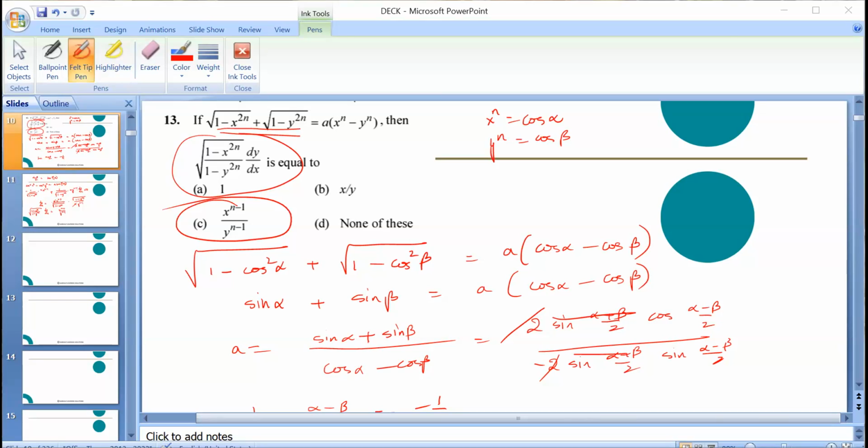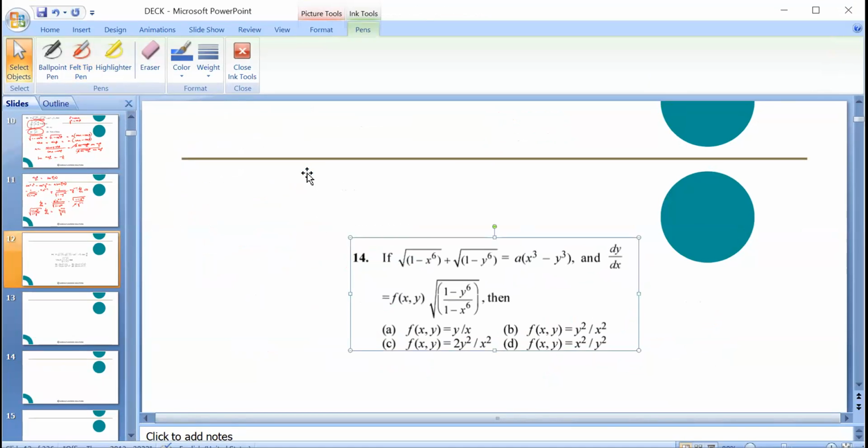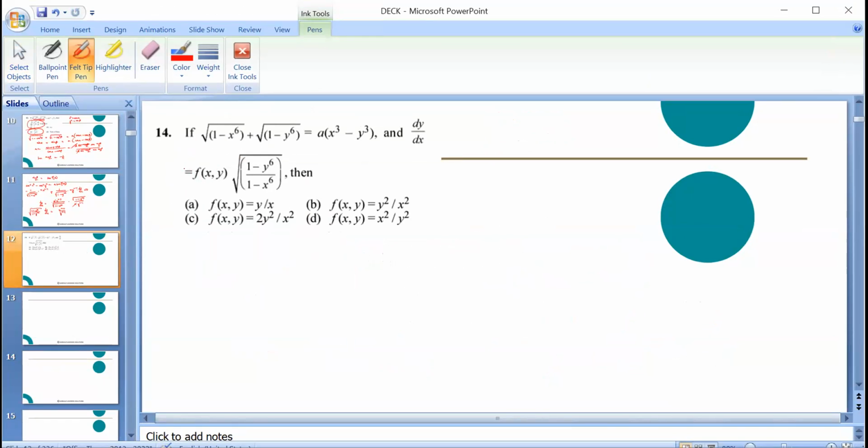Next is question number 14. It is similar to the previous question. Square root of 1 minus x power 6 plus square root of 1 minus y power 6 is a into x cube minus y cube. And dy by dx is f of x y, square root of 1 minus y power 6 by 1 minus x power 6. Then which of the options will you select?